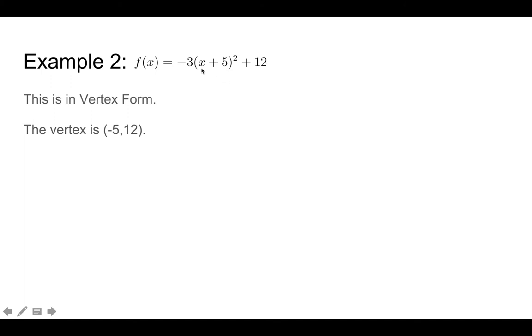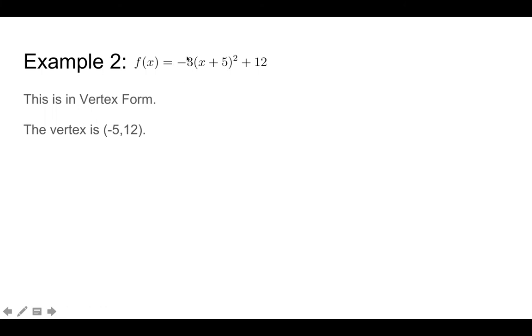We're thinking x minus h, so this would be x minus -5. Or another way to think of it, h is the opposite of what you see right here. H is -5. K is whatever you see outside. If you see plus, it's plus. You see minus, it's minus. So our vertex is the point -5, 12.